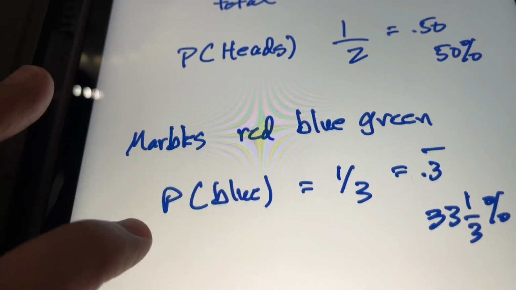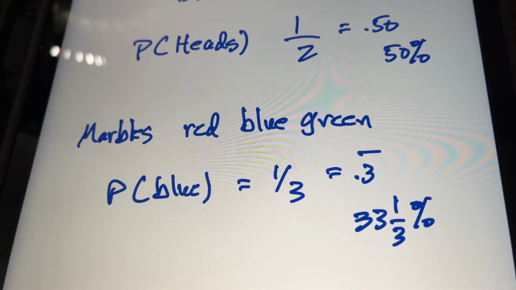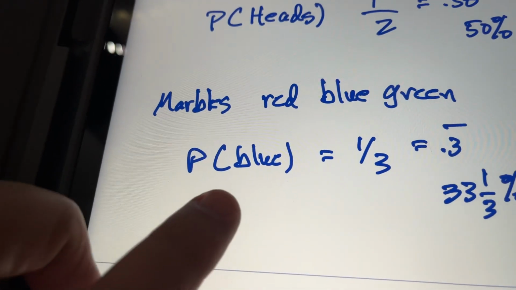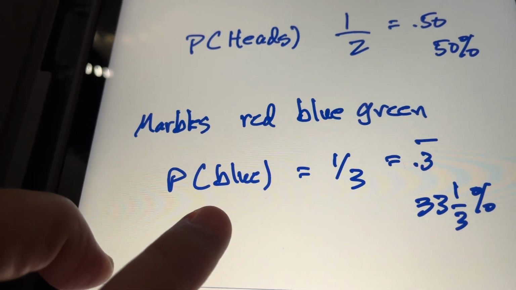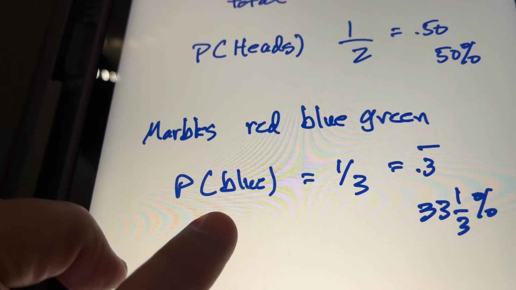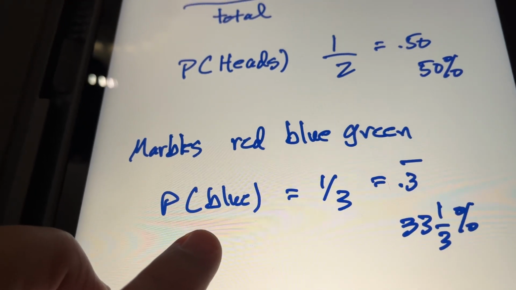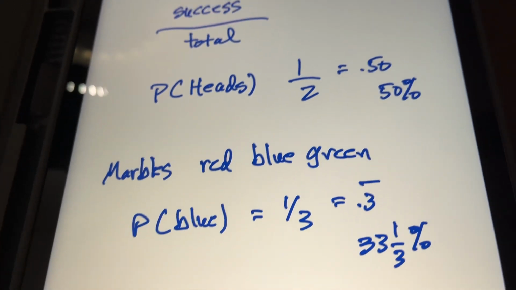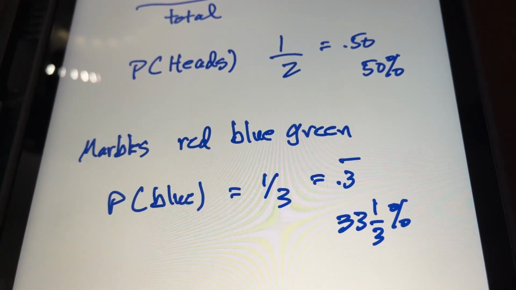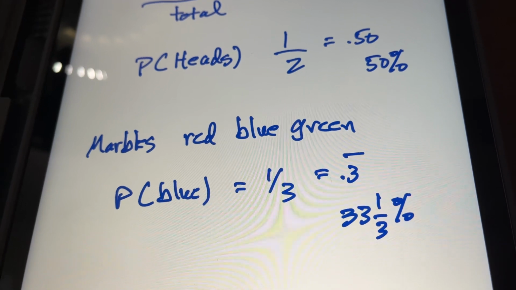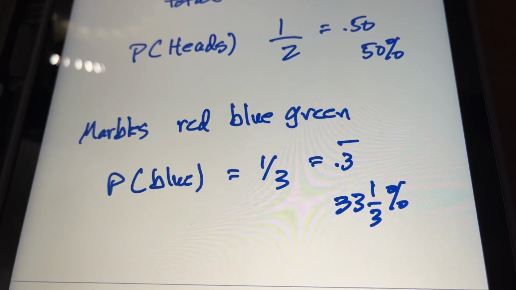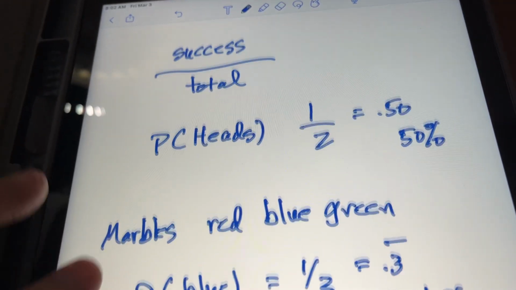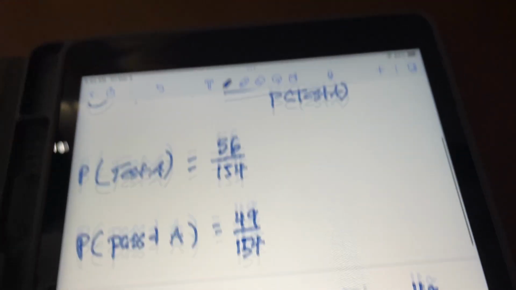Let's look at another kind of simple example. Suppose you have 3 marbles, a red one, a blue one, and a green one. What's the probability of randomly picking a blue one blindfolded out of a bag? Well, there's only one blue one, so there's one successful way to do that, divided by 3 total possible ways to do it. And when you divide, you get 0.3 repeating, which is 33 1/3%. So that's probability on a very simple level, just simple probability.